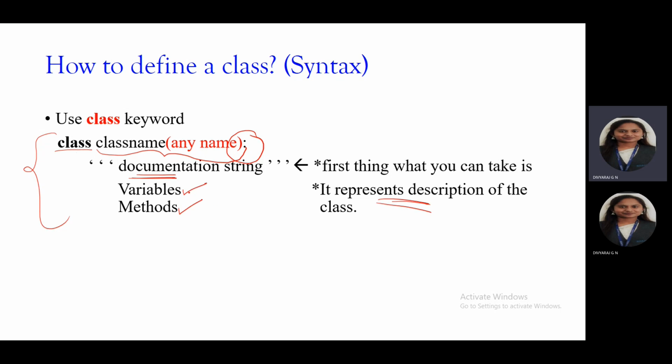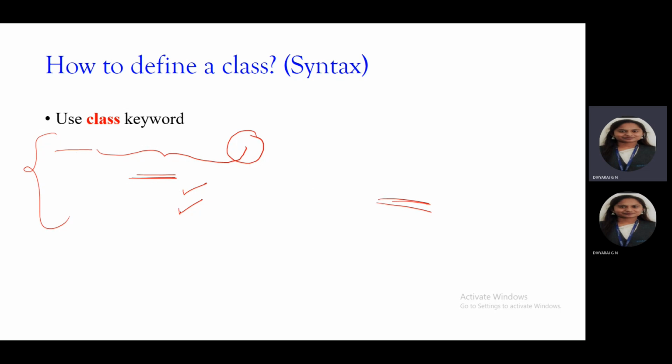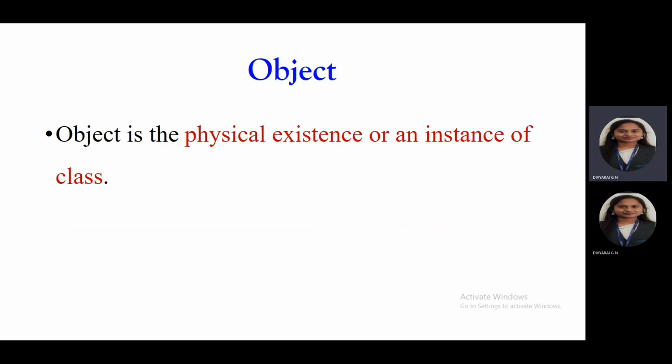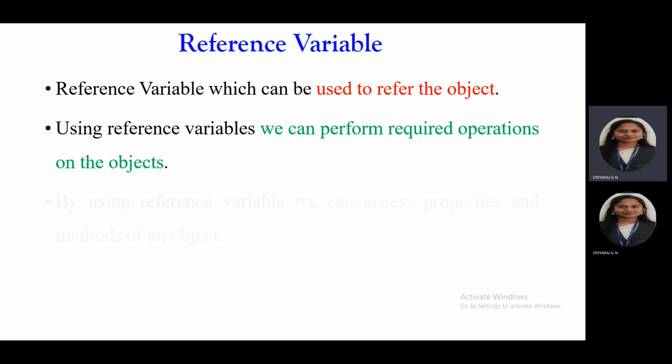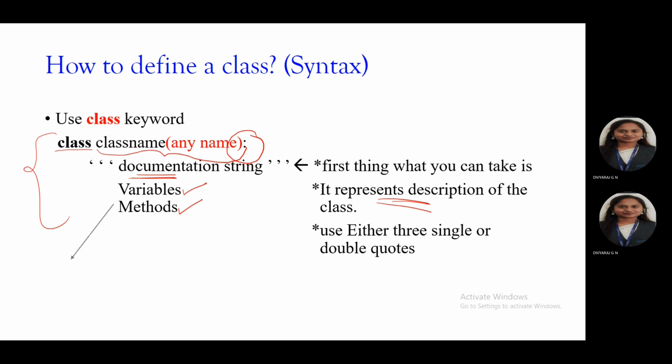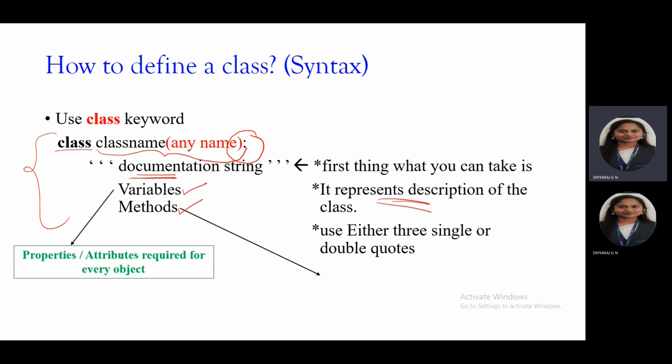Variables are properties and methods are behaviors. Okay, and here variables are attributes and methods are actions. You can see what I'm saying. Properties, attributes, and variables. So what are the variables here? Properties and attributes required for every object; methods are actions or behavior required for every object.